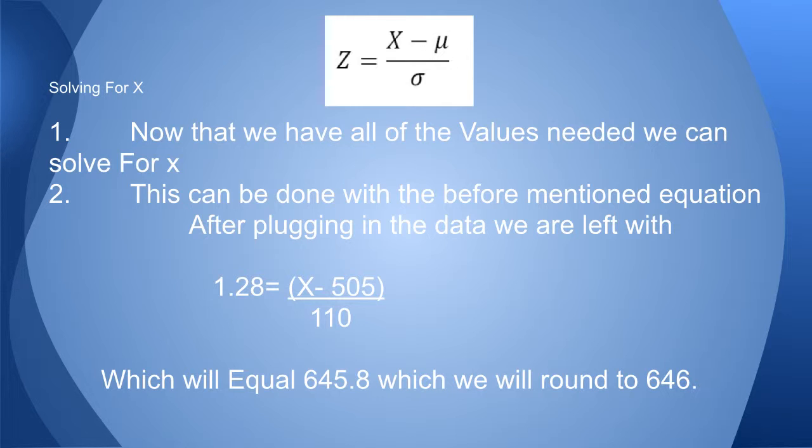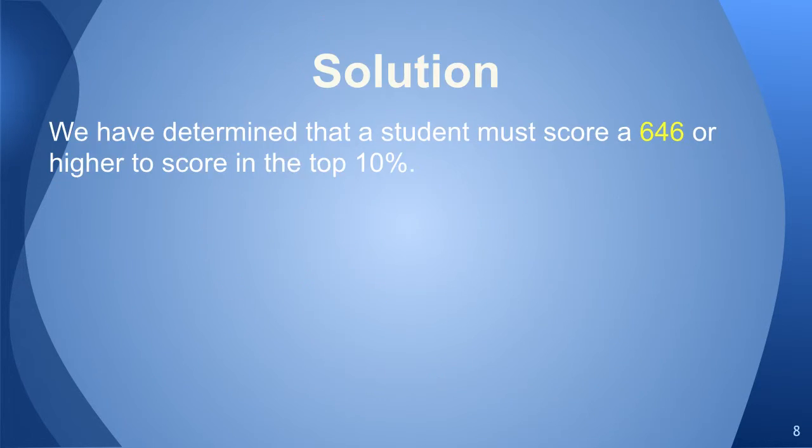And we're going to bring back the equation again. Now that we have all the values needed to solve for x, we're going to go ahead and plug them into the equation. So for the z, we put the 1.28 that we got from the normal distribution table. We're solving for x, so it's 1.28 equals x minus the mean, which is 505, all over the standard deviation, which was 110. After you complete that equation, you're going to get a total of x equals 645.8, which we're going to round to 646. And that 646 is going to be our solution.